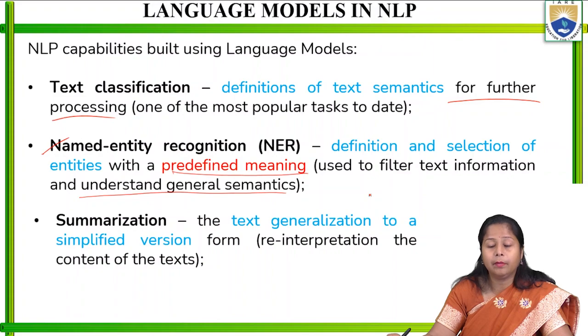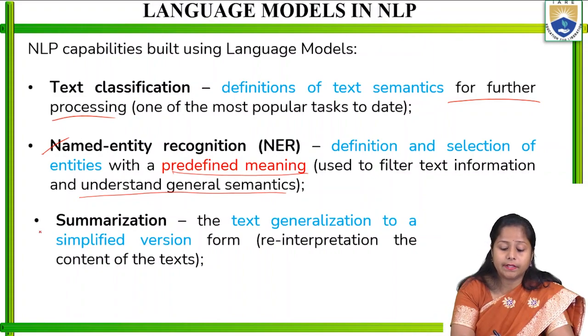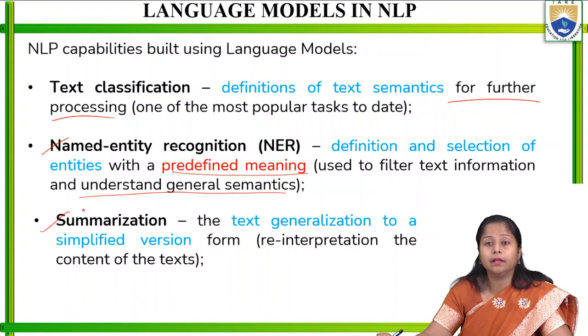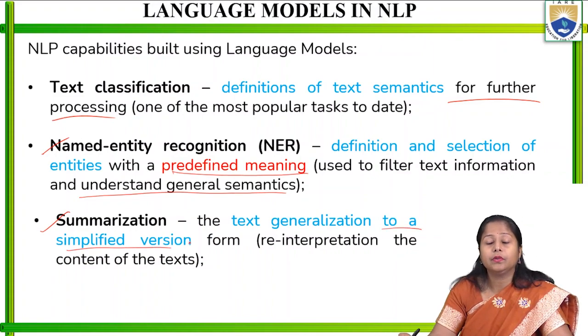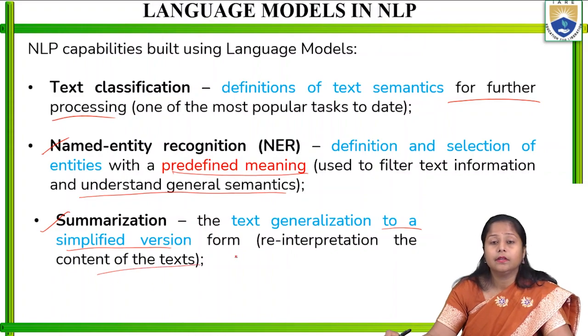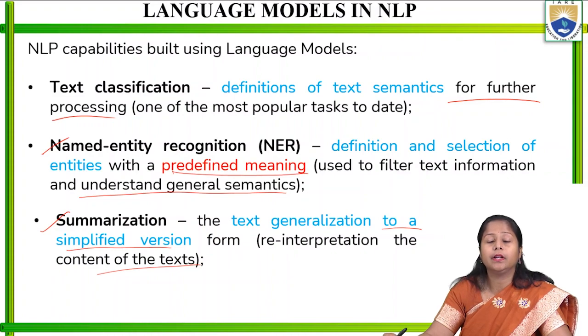So that is the meaning of named entity recognition. The next type of capability is summarization. Summarization is nothing but a general text generalization to a simplified version form. So that is the reinterpretation of the content of the text. Whatever text or document or sentence there is, it is going to be summarized to a simplified version in the particular form. So that is a reinterpretation out of the text classification.